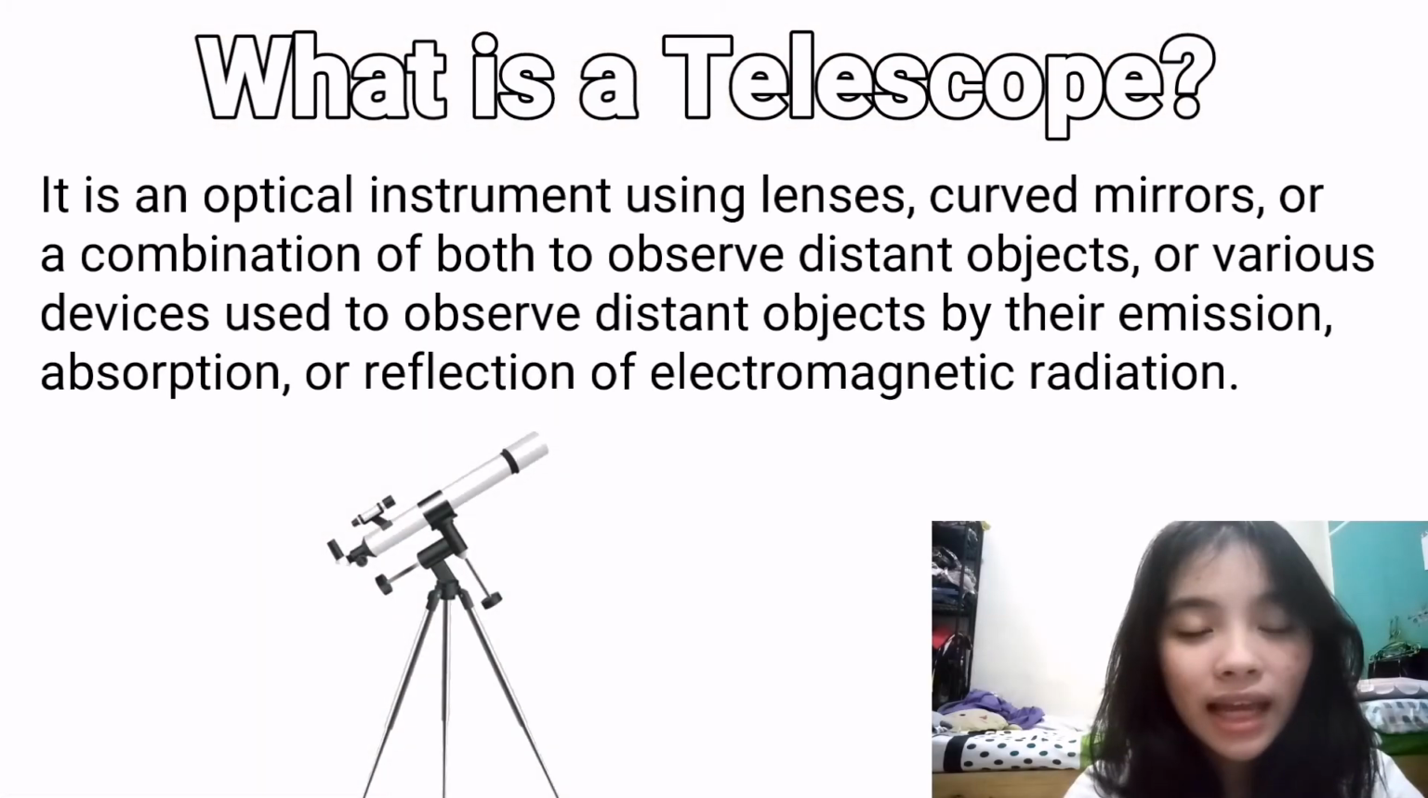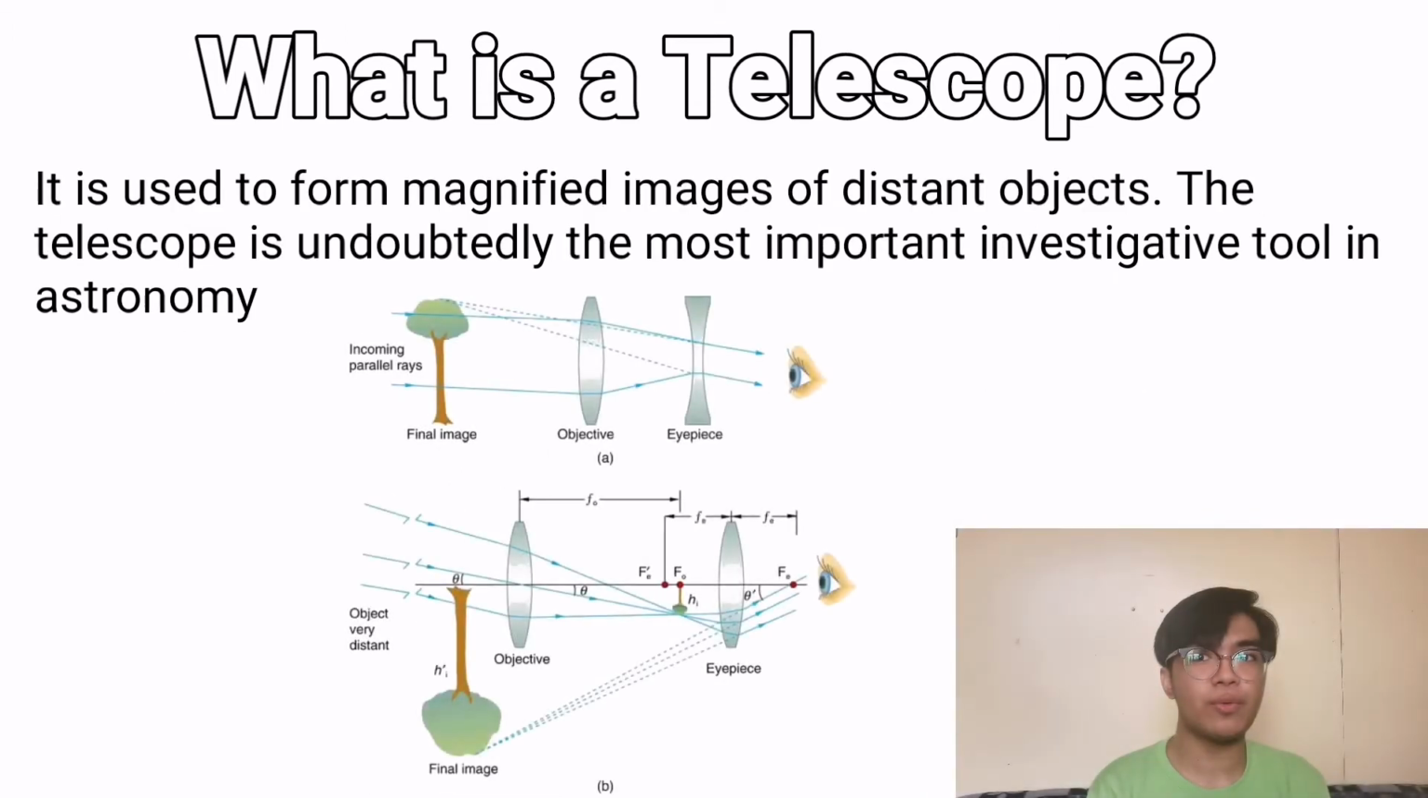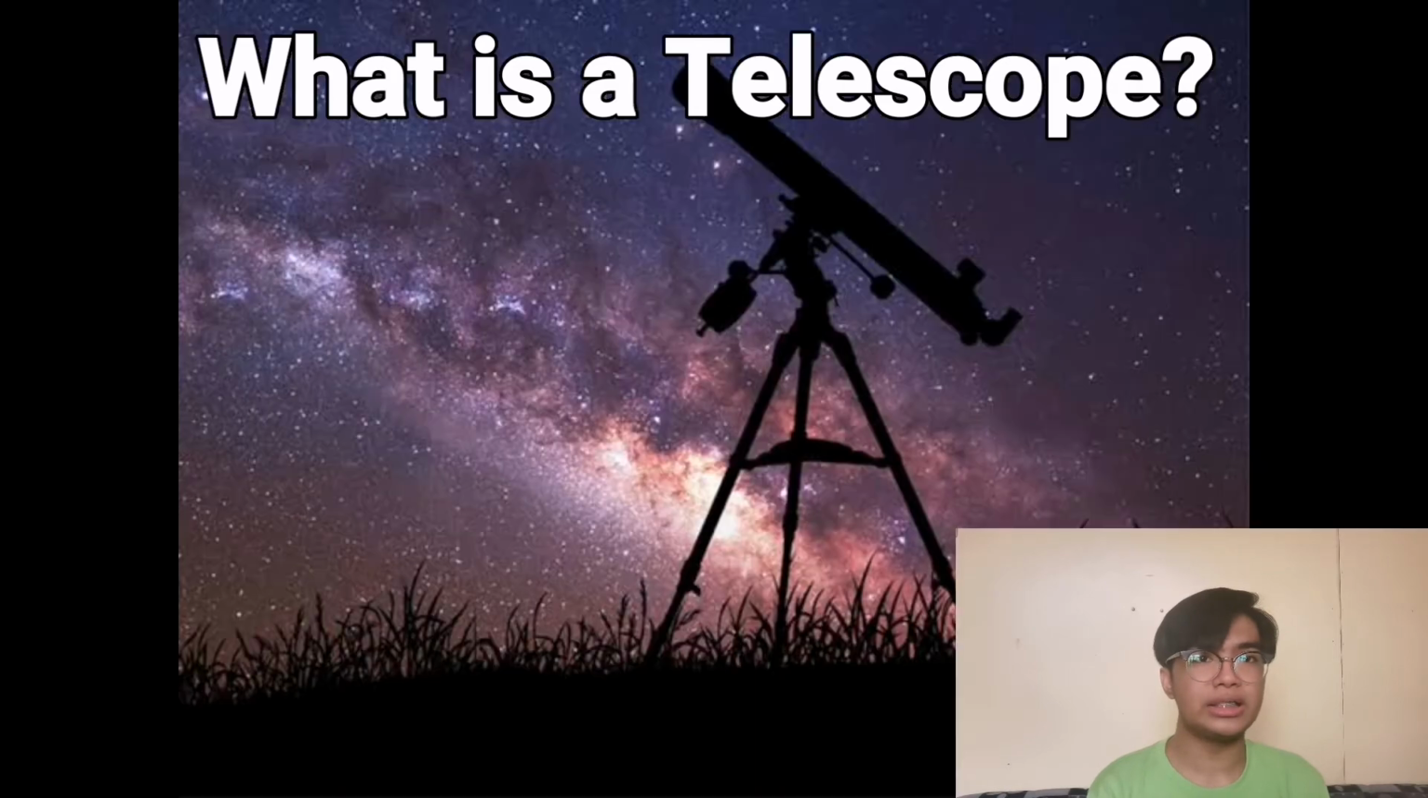An example of a device or gadget which uses lenses is a telescope. So what is a telescope? A telescope is an optical instrument using lenses, curved mirrors, or a combination of both to observe distant objects, or various devices used to observe distant objects by their emission, absorption, or reflection of electromagnetic radiation. It is used to form magnified images of distant objects. The telescope is undoubtedly the most important investigative tool in astronomy.